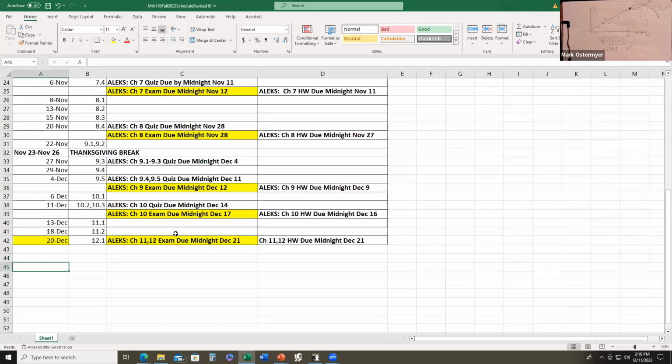All right. And notice that the homework on 11.1, 11.2, and 12.1, three sections, will also be due by midnight, December 21st. But the axe falls then because I've got to have grades in by the 22nd.